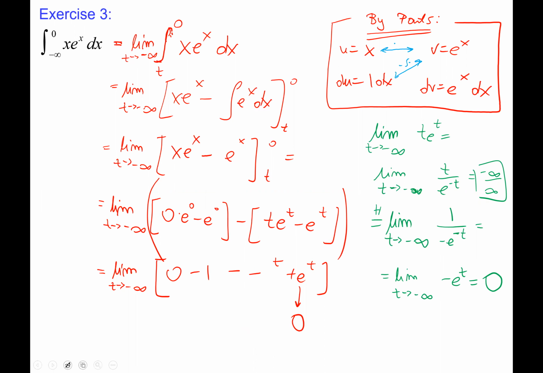Oh, I did erase everything. This is t e to the t. That means this limit actually is also 0. Excellent. This is -1, 0. Actually, the final answer is simply -1. Probably the function from negative infinity to 0 is below the x-axis. That's the reason that it's negative, but it's a finite number.